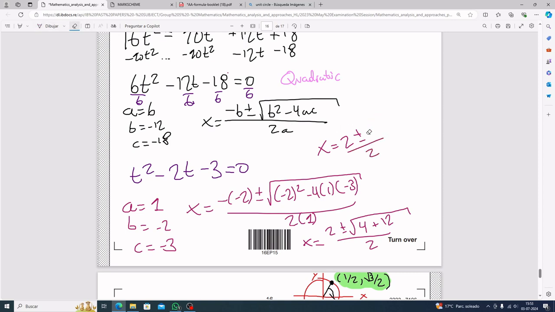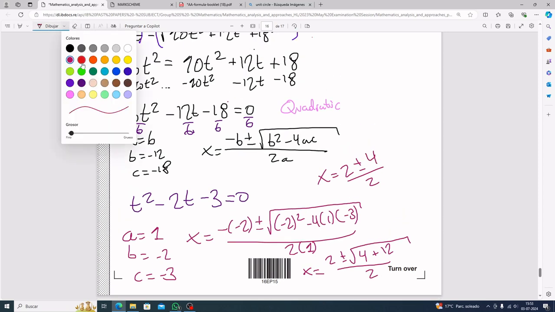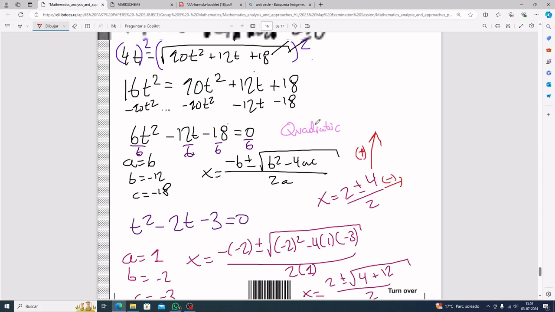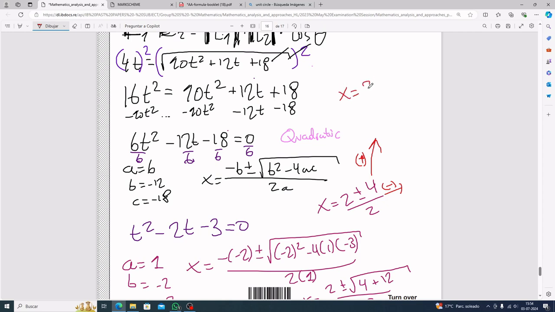Square root 16 is just going to be 4. So the two paths, it's literally two paths, the two paths you gotta take is the path of positive or the path, whoops, of negative. Your mentality is a decision every day. So x equals 2 plus 4 divided by 2, or x equals 2 minus 4 divided by 2.